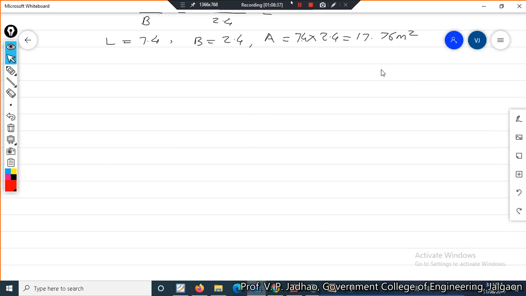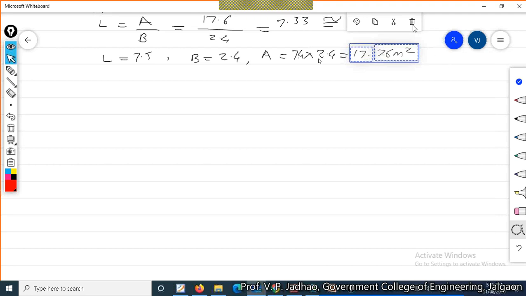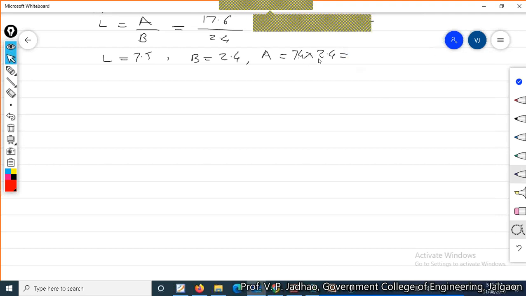Let us assume this length of footing as 7.5 instead of 7.4, because I have done all the calculations as per 7.5 only. So the length of footing is 7.5. Therefore, recalculate this area. The area of footing will be 7.5 multiplied by 2.4, which is 18 meter square. We got the area as 18 meter square.